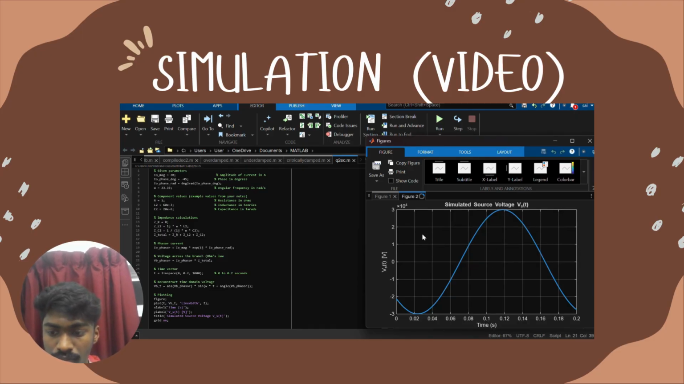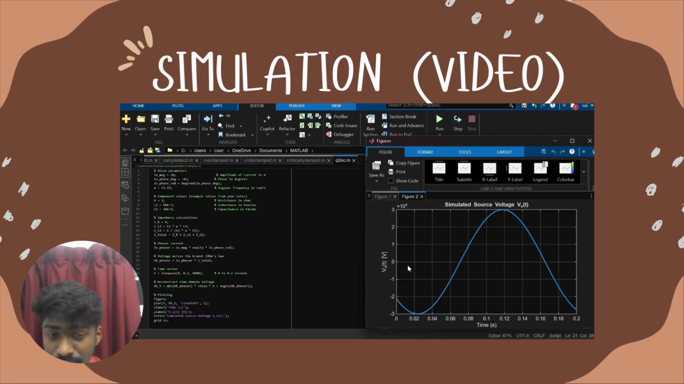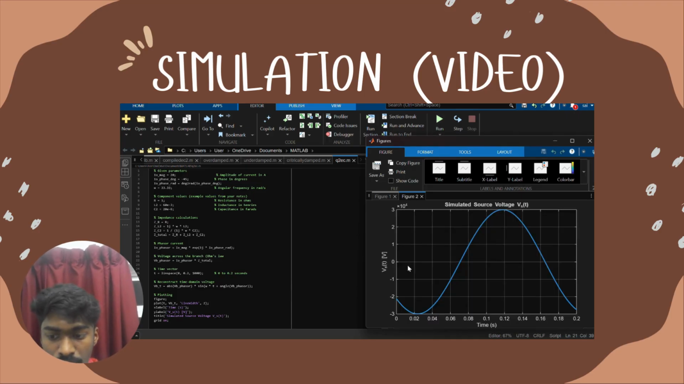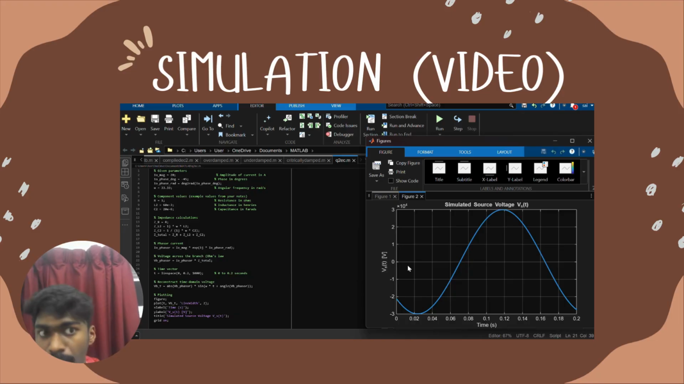For the second part, the result. What we can see from the result is the plot of the graph. The graph is a sine wave, smooth and perfect. As expected for a linear circuit, the output is a clean sinusoidal wave. For the phase shift, you can see that the wave crosses zero at a specific time, representing the phase shift caused by the inductor and the capacitor.